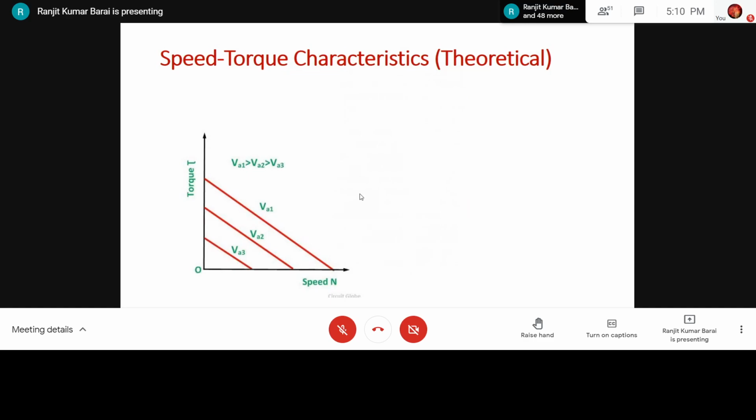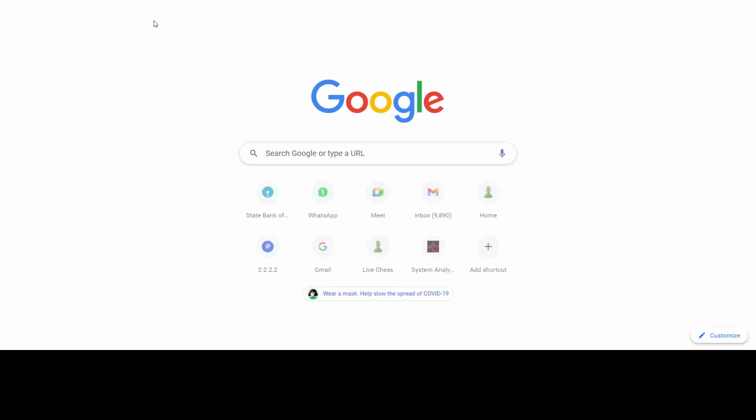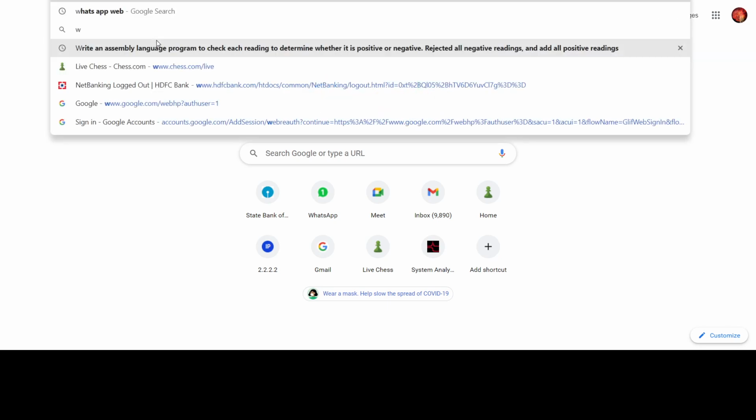Remember, we are assuming that the system is linear. We are assuming a linear speed torque characteristic because we have assumed the system is linear. But we want to check whether this assumption is true or not. That means the first thing that we will check is whether the electrical characteristics, that means the magnetic circuit, is linear or not. So we want to check the hysteresis, the most commonly occurring nonlinearity in any electromechanical system.